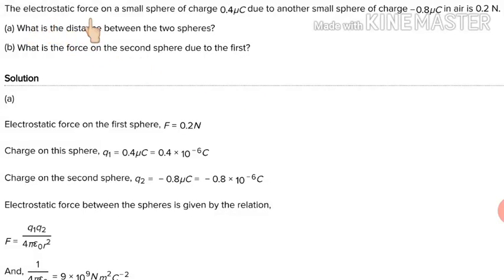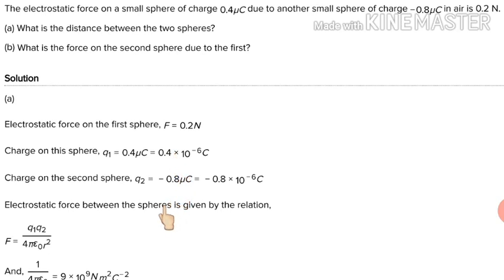Question number 2 is, the electrostatic force on a small sphere of charge 0.4 microcoulomb due to another small sphere of charge minus 0.8 microcoulomb in air is 0.2 Newton. First part of the question is, what is the distance between the two spheres? Actually, in this question, Q1 is given to us, 0.4 microcoulomb, so micro is 10 to the power minus 6 coulomb. Q2 is minus 0.8 microcoulomb, so we can write minus 0.8 into 10 to the power minus 6 coulomb, and the force between them is given, F is equal to 0.2 Newton. And we are supposed to calculate the distance between them, R.